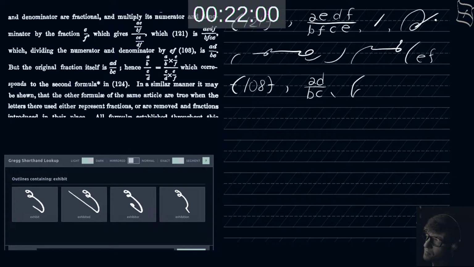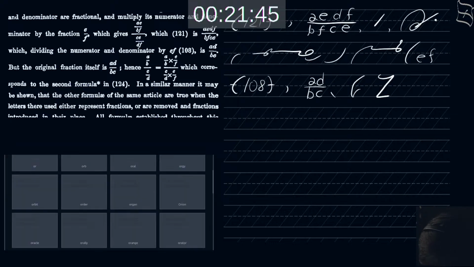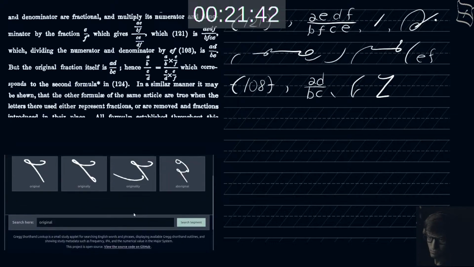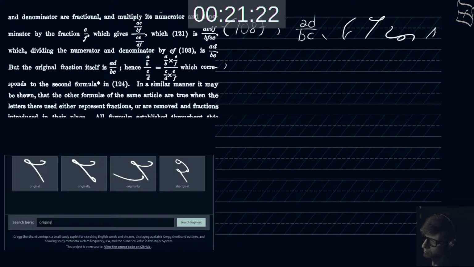Original is what is that? I think it's that. No, that's origin. Let me check up original. Ah, there it is. But the original fraction itself is AD over BC.